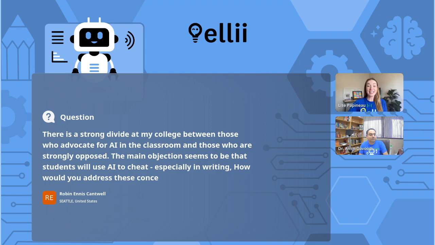Okay, it says, there is a strong divide at my college between those who advocate for AI in the classroom and those who are strongly opposed. The main objection seems to be that students will use AI to cheat, especially in writing. How would you address these concerns?